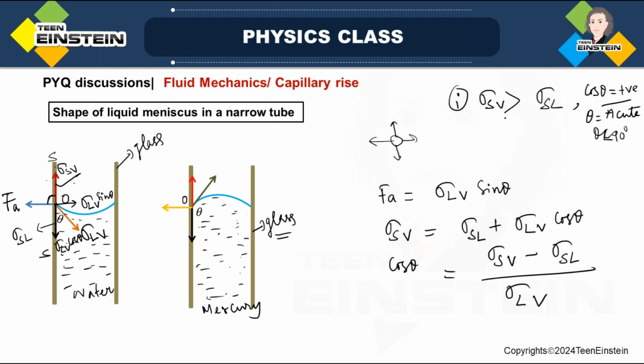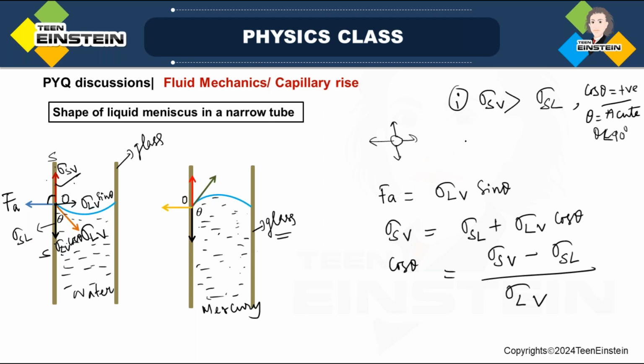Then what will happen? There will be a rise. This liquid molecule will be pulled up in the upward direction. So the meniscus will be a concave meniscus, and the liquid will wet the surface of the solid. That thing will happen.